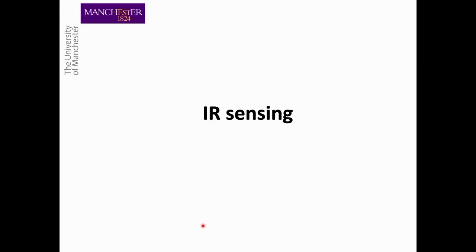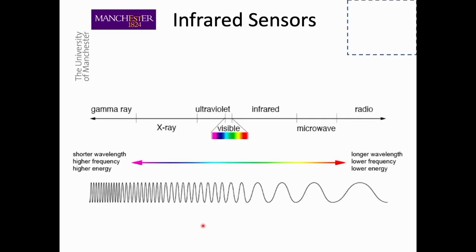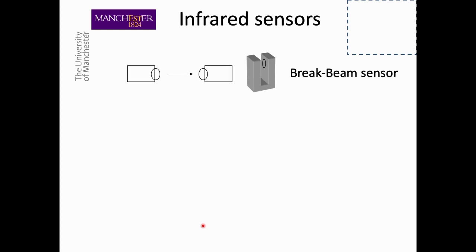So infrared sensing. The infrared electromagnetic spectrum is an area of the spectrum that we can see here. It's outside of our visible light, so we can't see it, and it's quite a powerful medium for sensing.